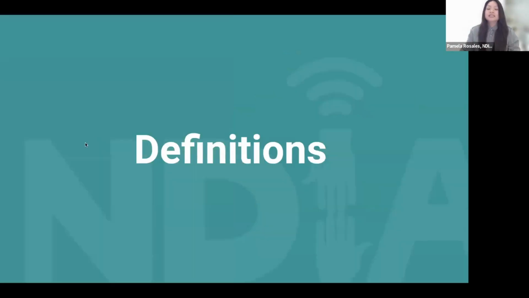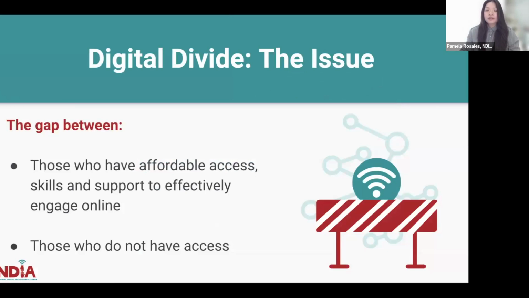Awesome. So let's cover some essential definitions. First up, we have the digital divide. This is the gap between those who have affordable access, skills, and support to effectively engage online and those who do not. The digital divide disproportionately affects those who are already impacted by oppressive systems like racism, ableism, classism, age discrimination, and much more. The digital divide also profoundly impacts vulnerable populations.